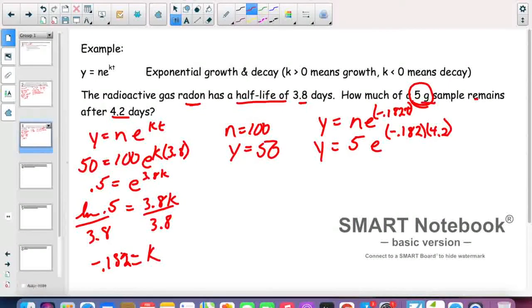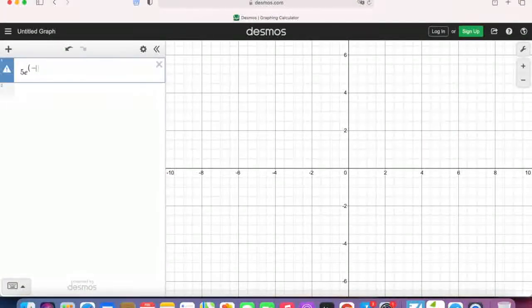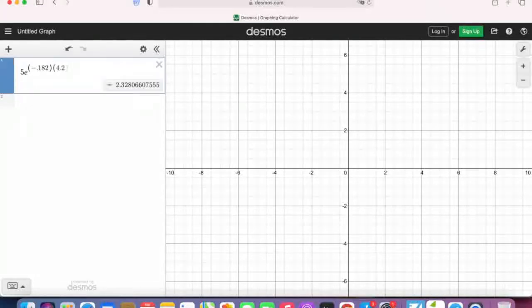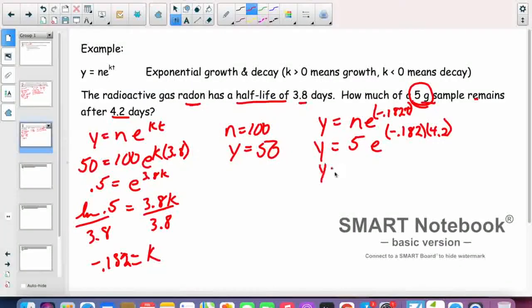So if I go into Desmos, I'm typing in 5e to the negative 0.182 times 4.2. And the negative 0.182 times 4.2 is all an exponent. And so that gives me 2.328. So y equals 2.328. And if you think about that, 2.328 is less than half of the 5 grams we started with.